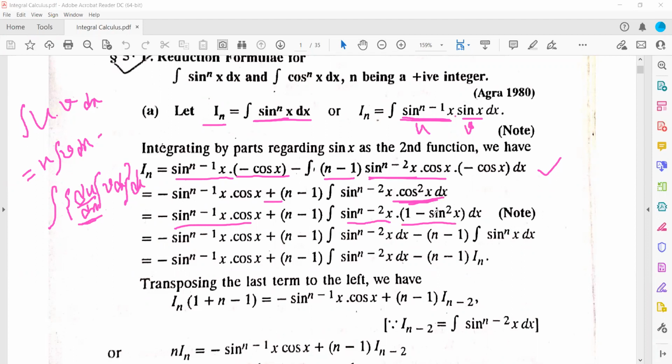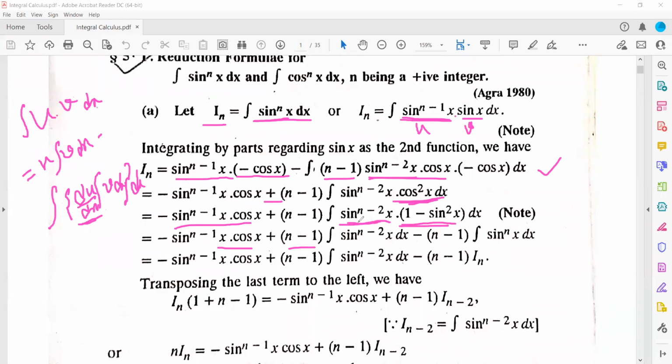Cos square x in terms of sine x is what? 1 minus sine square x. Then this will remain the same. This is n minus 1. Now, if you multiply this 1 minus sine square x with sine to the power n minus 2x, so what?